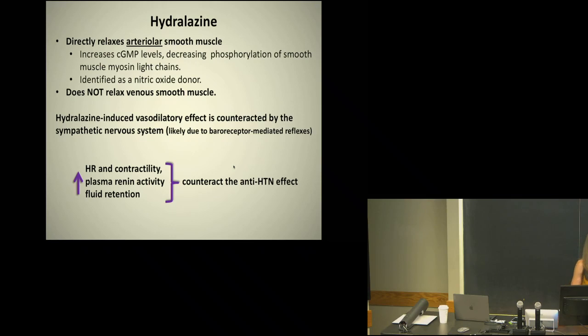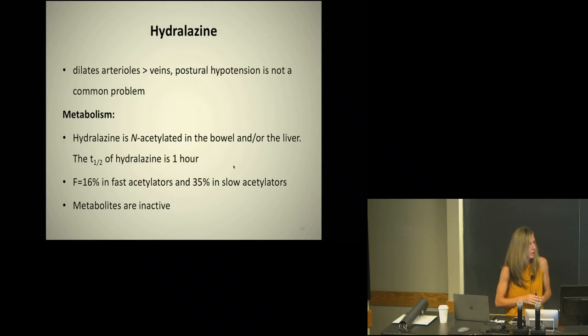All right, so when we do this, the baroreceptors are in the arteries, right? So again, a reduction in blood pressure is going to lead to a compensatory increase in heart rate, plasma renin activity, and fluid retention. Okay, so it's going to dilate the arterioles more than the veins. When you don't dilate the veins, then there's less of a risk for postural hypotension, like when you shift positions and you get dizzy, which puts these patients at risk for falls, okay?